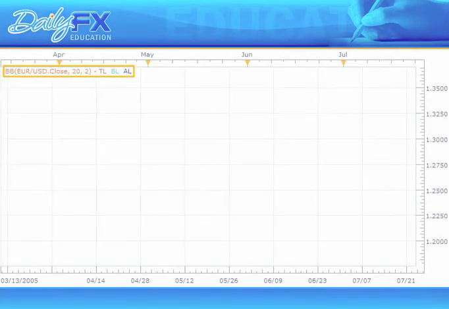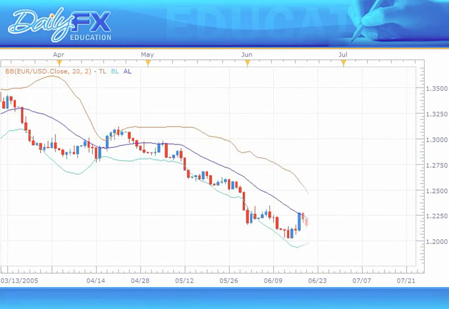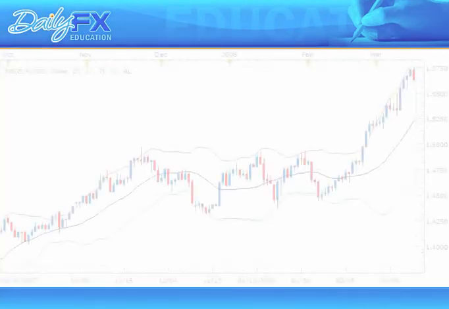The most common setting for Bollinger Bands is a 20-period simple moving average with two standard deviations. Since the Bollinger Band is a volatility filter, most of the trading should occur inside the bands. Therefore, if prices reach the upper band in a downtrend, we now have a resistance area to sell short. The opposite is true in an uptrend.